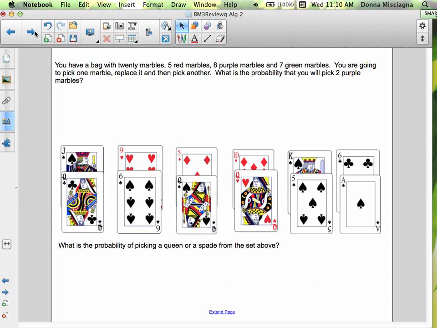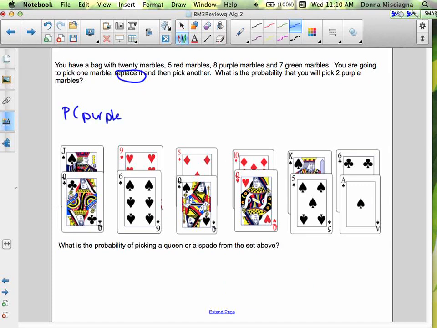You have one bag, so same bag here. You have a bag with 20 marbles, 5 red marbles, 8 purple marbles, and 7 green marbles. You're going to pick one marble, replace it, and then pick another. What's the probability you will pick 2 purple marbles? If we replace it, we're not going to change the sample set at all. We're going to have 20 marbles for the first pick, and we'll have 20 marbles for the second pick. And we're going to have 8 purple marbles for the first pick, and we'll still have 8 purple marbles for the second pick. Now this is 2 events, so we're going to multiply, but our sample set has not changed.